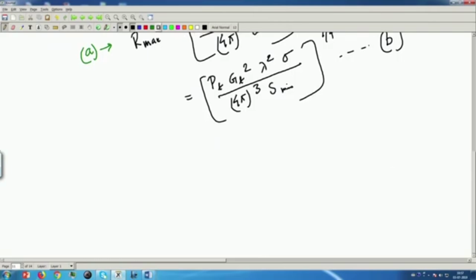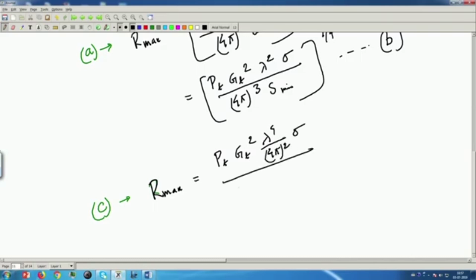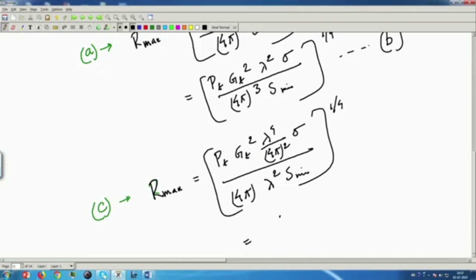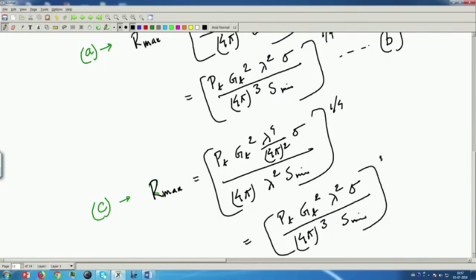Again, starting from equation C, we can say that R max is equal to PT GT square lambda fourth by 4 pi square sigma by 4 pi lambda square S mean whole to the power 1/4, which is PT GT square sigma by 4 pi whole cube S mean to the power 1/4, which is again your equation B.